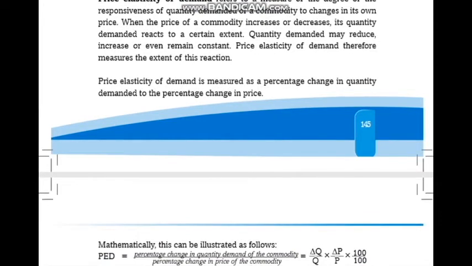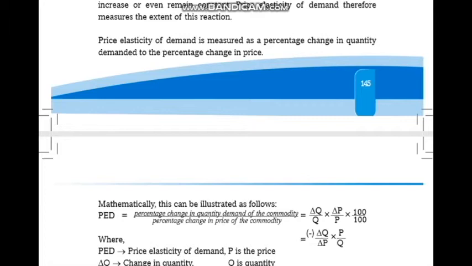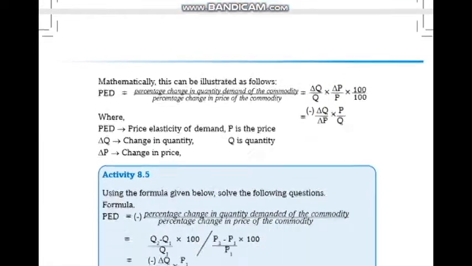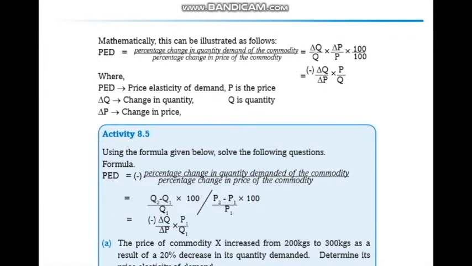So when the price of a commodity increases or decreases, its quantity demanded reacts to a certain extent. Quantity demanded may reduce, increase, or even remain constant. Price elasticity of demand therefore measures the extent of these reactions. So price elasticity of demand is measured as the percentage change in quantity demanded over the percentage change in price. Here are the mathematical examples that we are going to see.